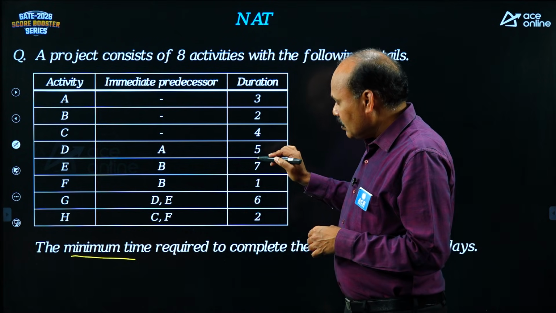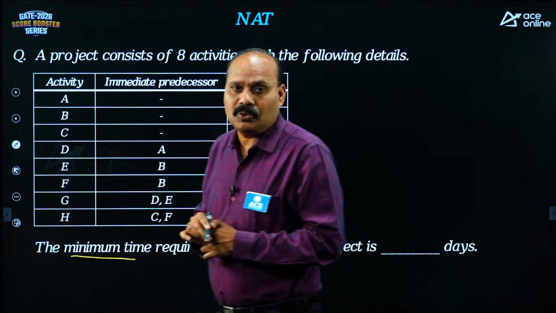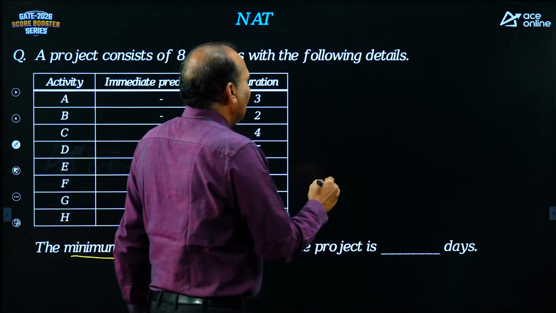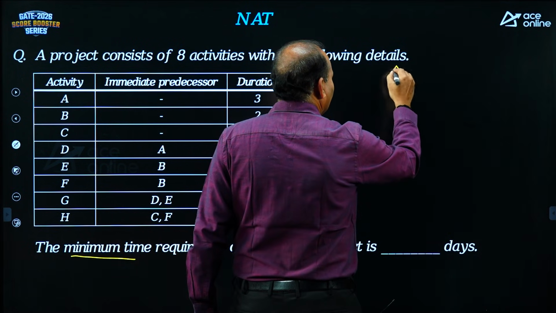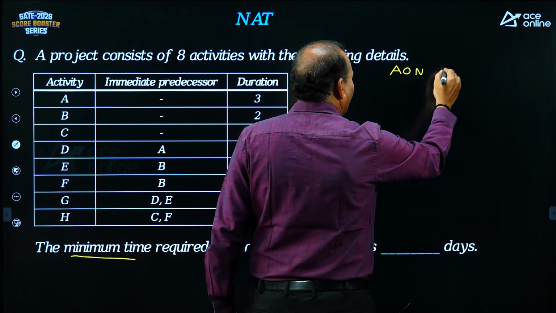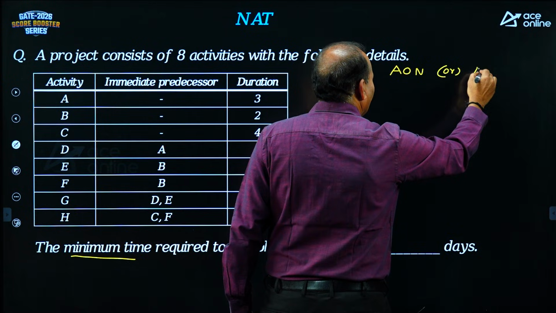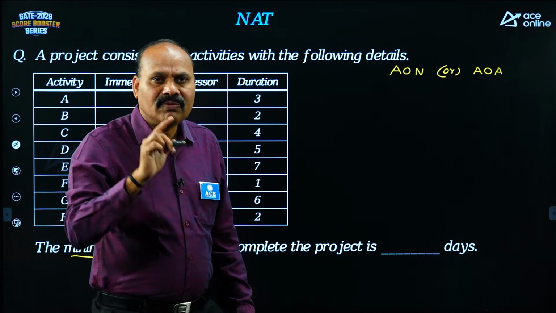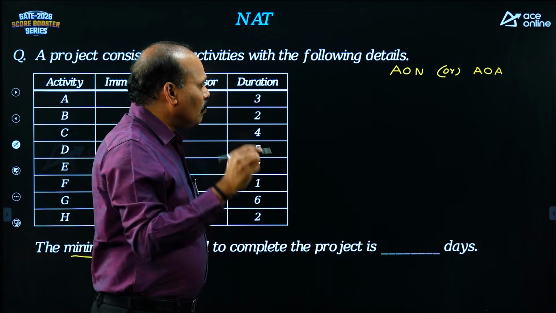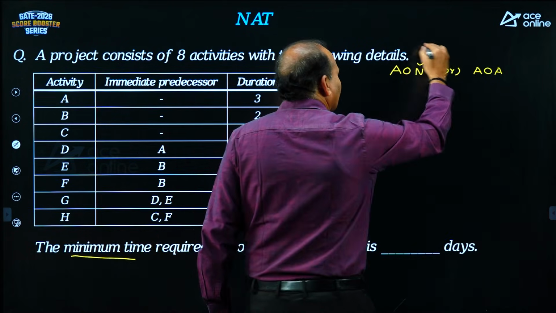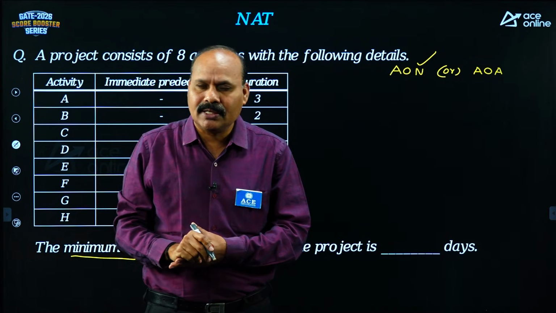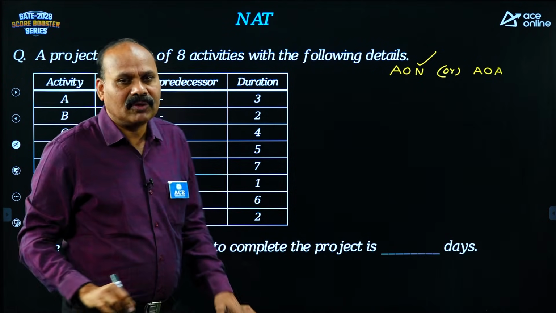So let us see which type of diagram we have to use in this case. Two options we have, AON or AOA. What is the full form of AON? Activity on node. AOA refers to activity on arrow. So my preference is the AON diagram. Why? Because the question is only about project completion time. The best thing, AON diagram we can use.